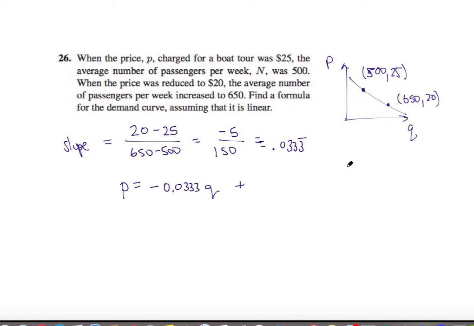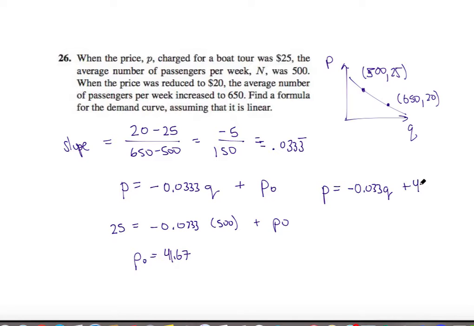plus, we need to find an intercept here. So we'll say this is our P naught, or P0. Let's use one of our points to find this. I'll pick the first point: when we have a price of $25 with a slope of negative 0.0333 times our quantity of 500, this will give us a P0 of 41.667, 41.67 we'll say. And therefore, our actual function in the end is going to be P equals negative 0.0333 Q plus 41.67.